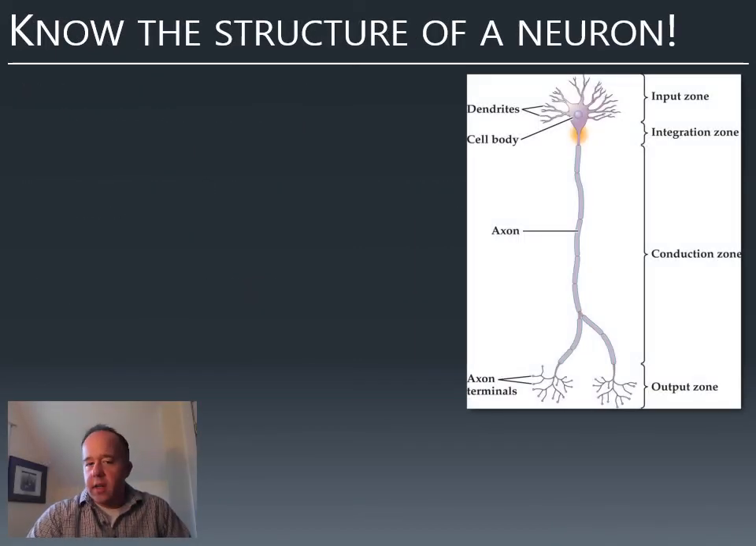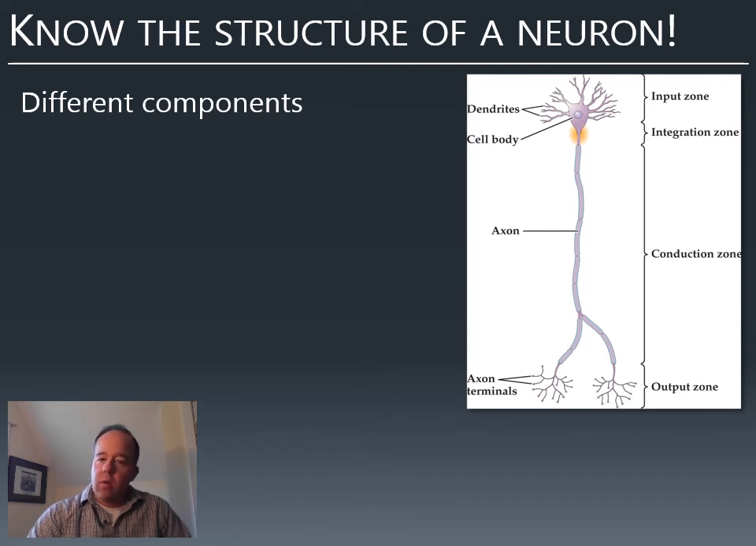So now for the content. Understand how a neuron is built, understand its structure. And we already know that neurons have different components. We have dendrites, we have the cell body, we have the axon, we have the axon terminals. So know what those terms are, know where on the neuron those structures are located, and be able to say what those structures do.